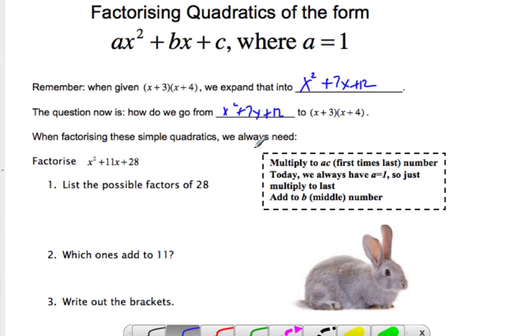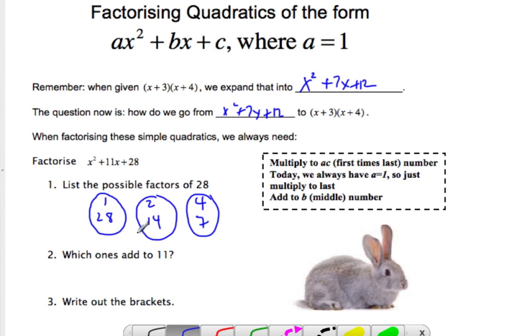In order to do it, here's a couple steps to think about. First thing we're going to do is list the factors of 28, for this example here. It's good to put them in pairs, right? So we've got 1 times 28, that's one pair. 2 and 14, yep, that works. And then 4 and 7, right? Those are all our factors of 28.